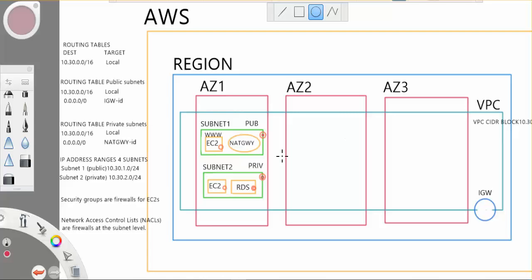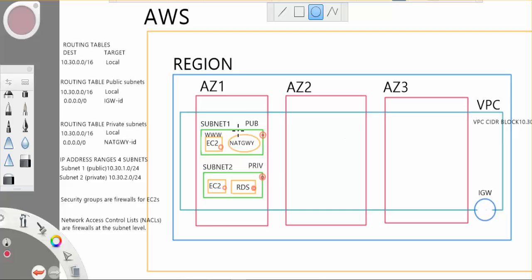Another question they can ask you is, how many availability zones can your VPC span? It can span as many availability zones as you want. That's the main thing. Whenever you have a VPC, the VPC can have a presence in each one of the individual availability zones within that region.